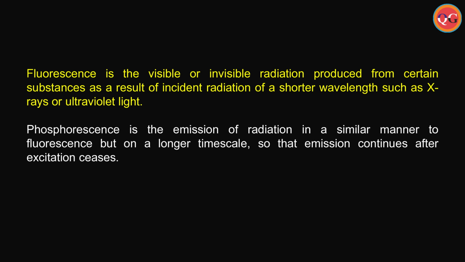When phosphorescent materials are energized, for example, by UV light, electrons are excited to higher energy states. In phosphorescence, some of these electrons become trapped in metastable states, meaning they remain in the excited state longer before returning to their ground state.